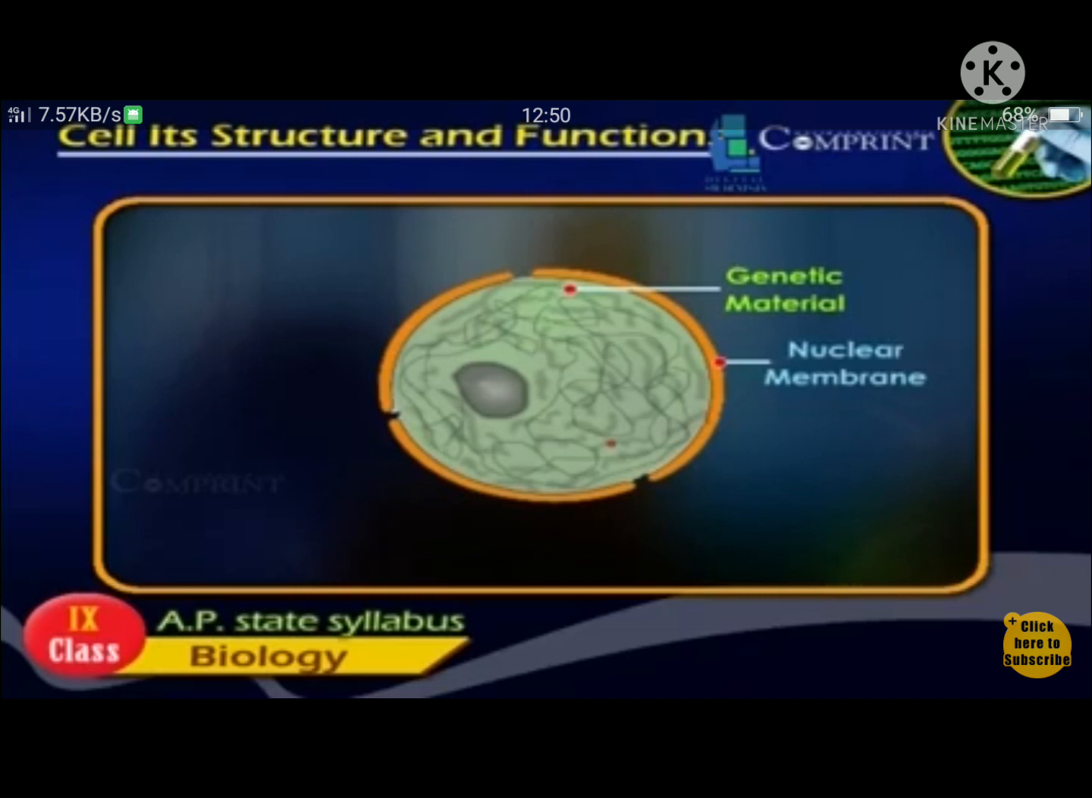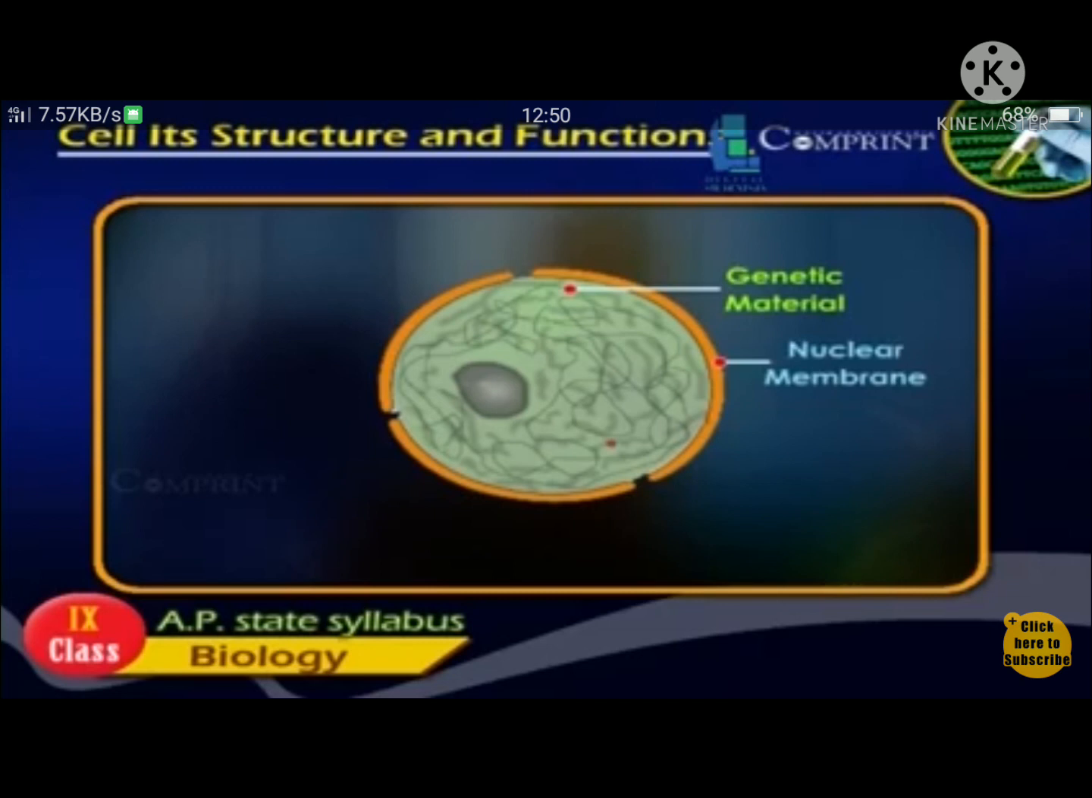The membrane that encloses the nucleus and separates it from the contents of the cytoplasm is known as the nuclear membrane. This is very similar to the cell membrane. Almost the entire genetic material of the cell is found in the nucleus.